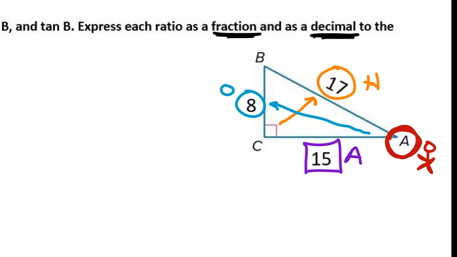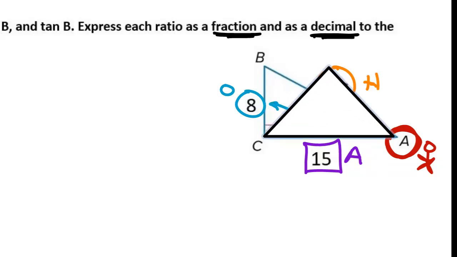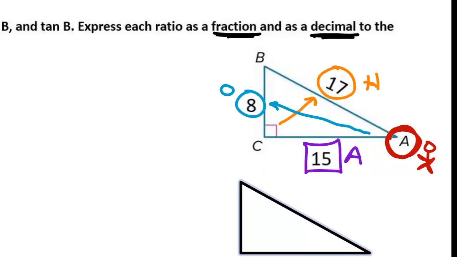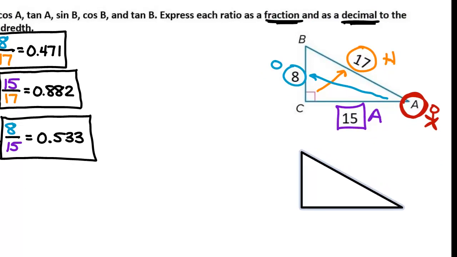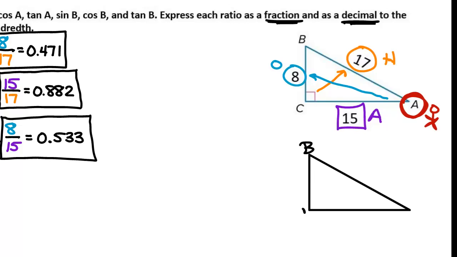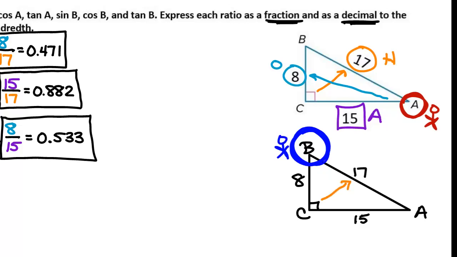So now to do angle B, I'm going to redraw my triangle here so that I can relabel it. Here's B up here, C, A, this is 15, 17, and 8. So now I'm standing up here at angle B. My hypotenuse stays 17. Now my opposite side is 15, and my adjacent side is 8.